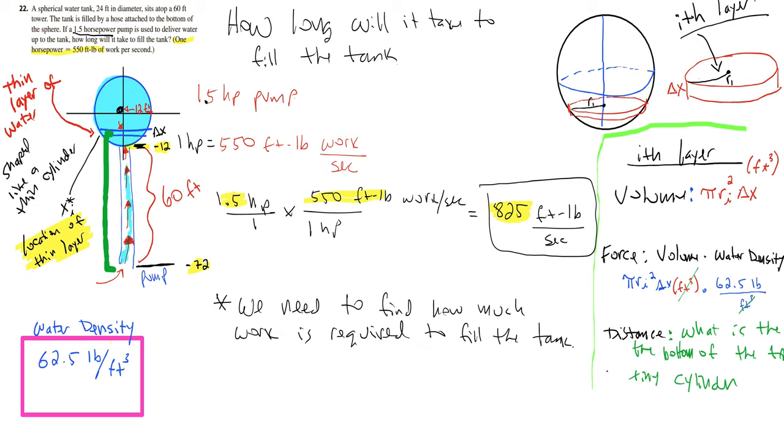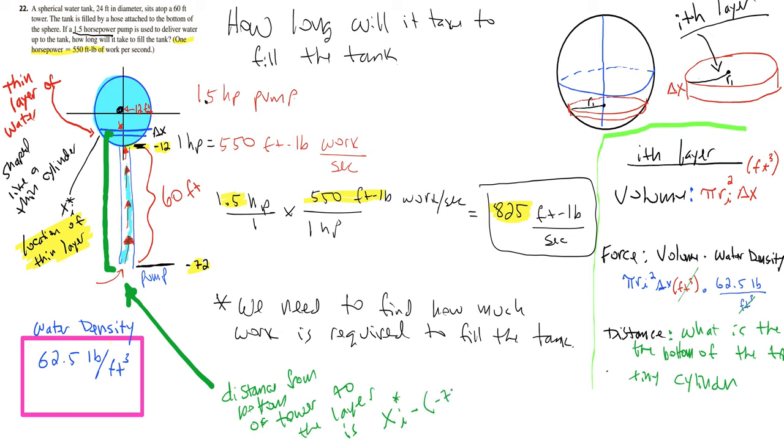the distance from the bottom of the tower to the layer is, he's saying, this is how he put it down, which doesn't exactly make sense to me: XI star minus 72.